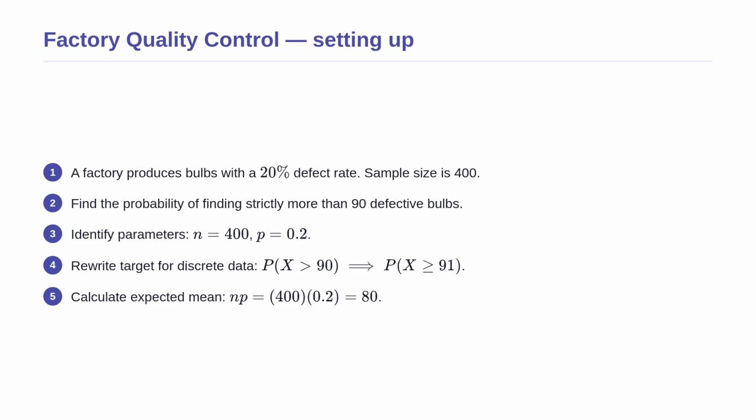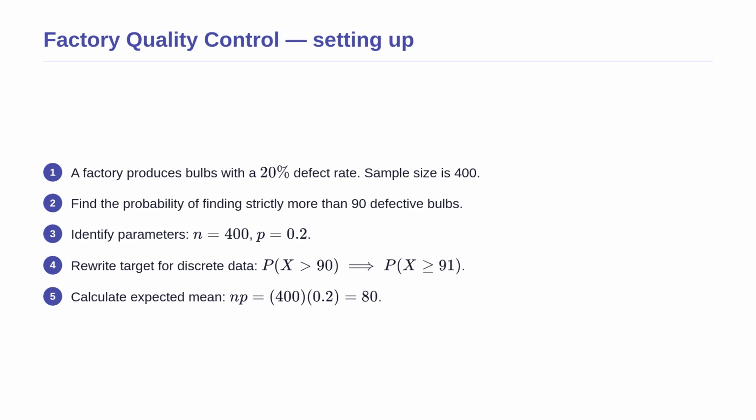Let us look at a slightly harder real-world example involving quality control. A factory produces thousands of light bulbs, and historically, 20% of them are defective. A quality inspector randomly samples 400 light bulbs. We want to find the probability that strictly more than 90 bulbs in this sample are defective.